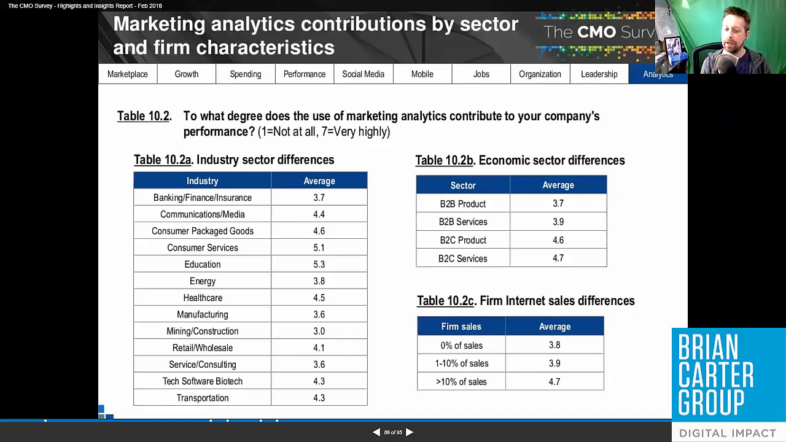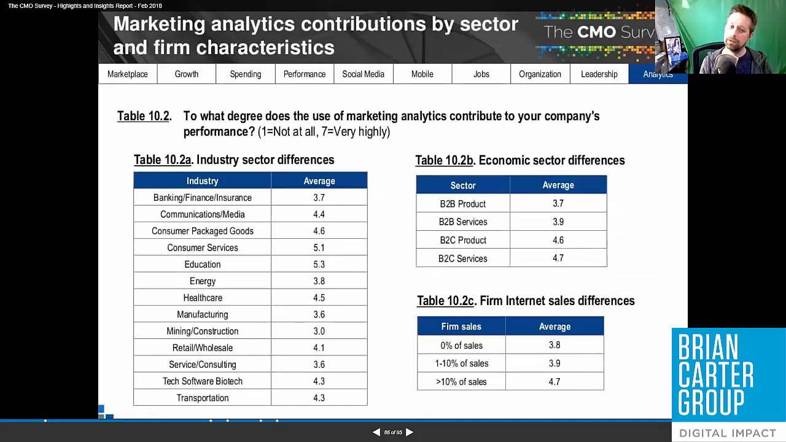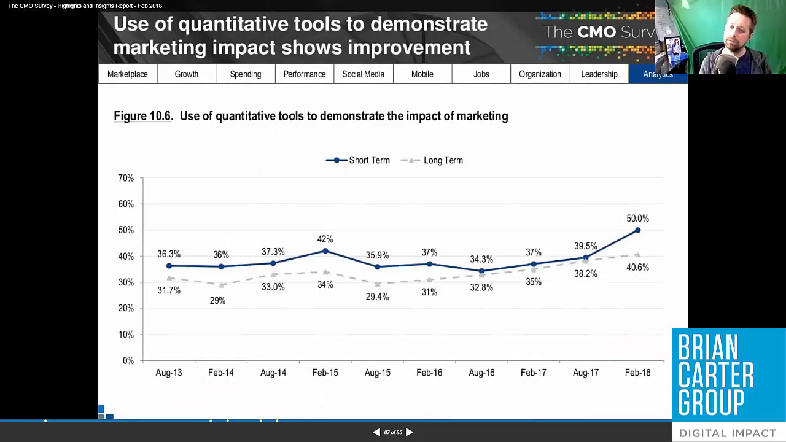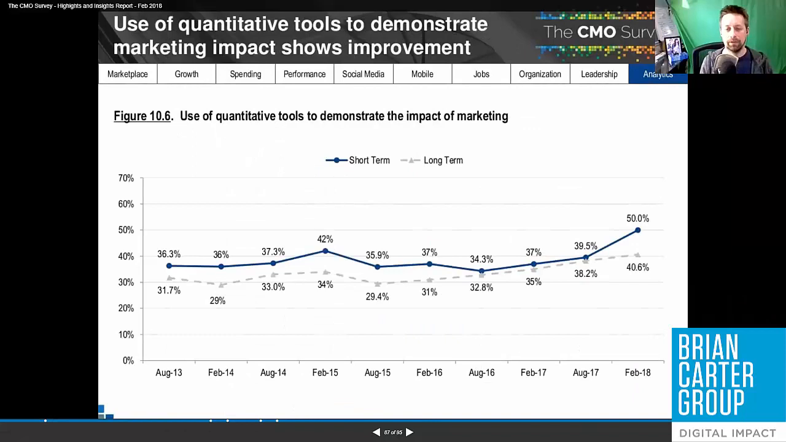Oh, I get this. So this is like the firm, when internet sales are 0% of sales versus internet sales are over 10% of sales. Okay. Now I understand that chart. Firm sales. Okay. Use of quantitative tools to demonstrate marketing impact shows improvement. Isn't that the same as marketing analytics contributing? I don't know. Confusing. Seems like it. Some of these, they need a little text, just to explain.